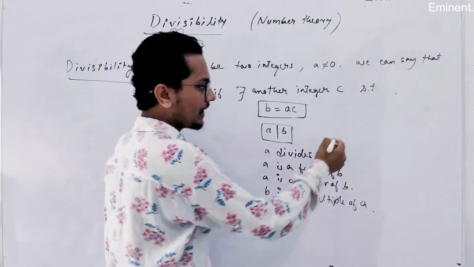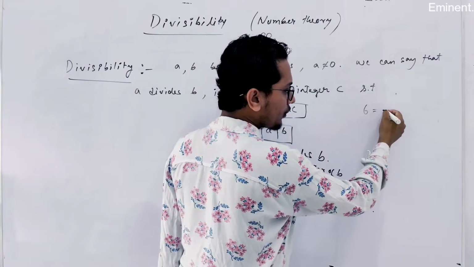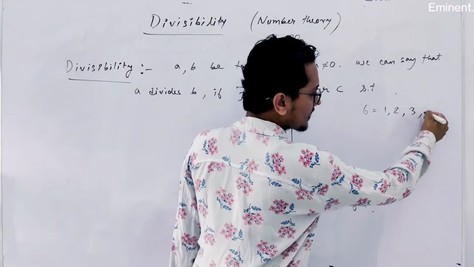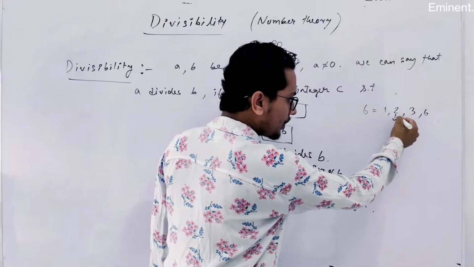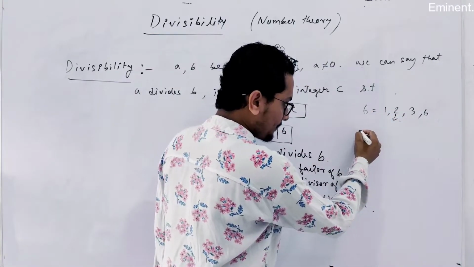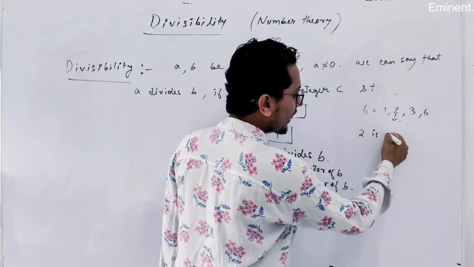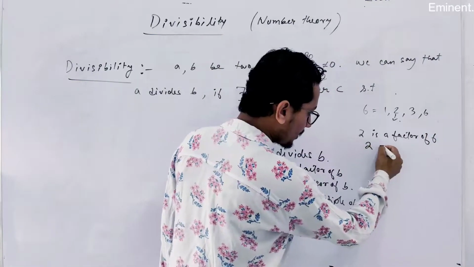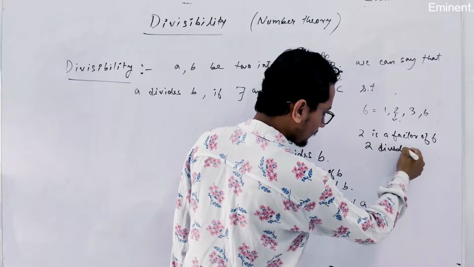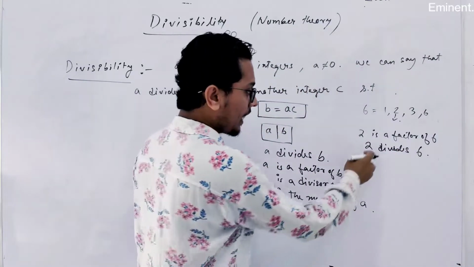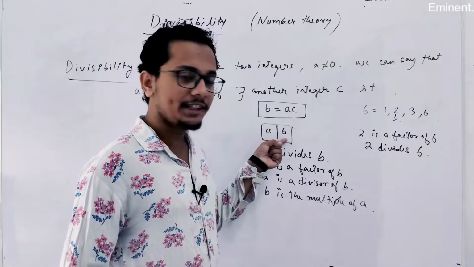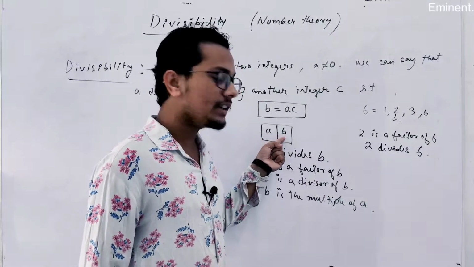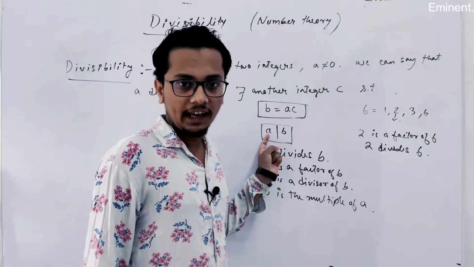How? I am taking one example. Suppose 6, the factors of 6: 1, 2, 3, and 6 itself also. Then for example I am taking 2, then 2 is a factor of 6. You can write, right? Then 2 divides 6 also. Okay, here always remember that a divides b, remainder is 0. Here b is completely divisible by a. Understood?